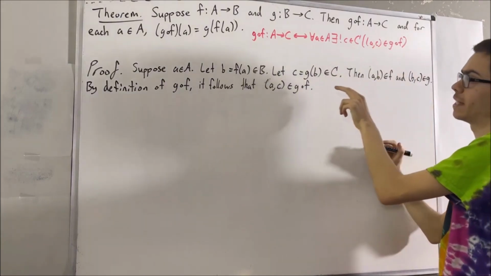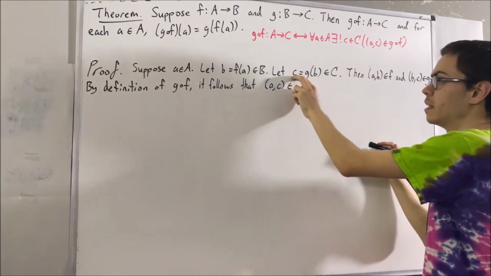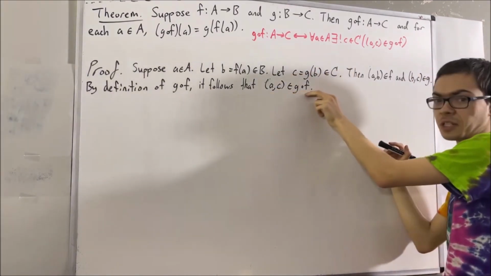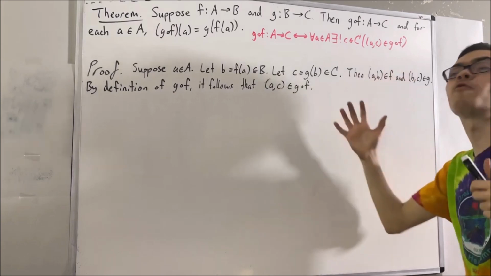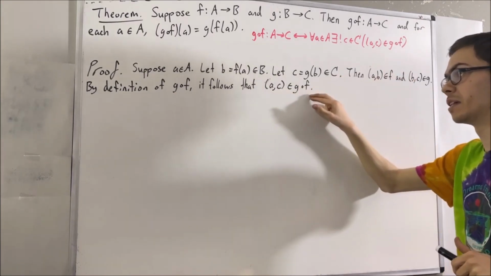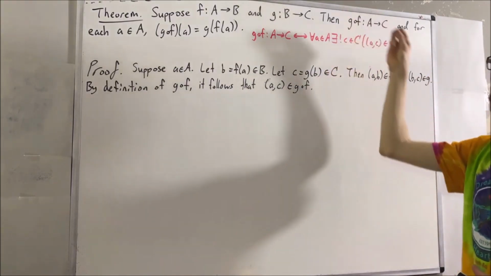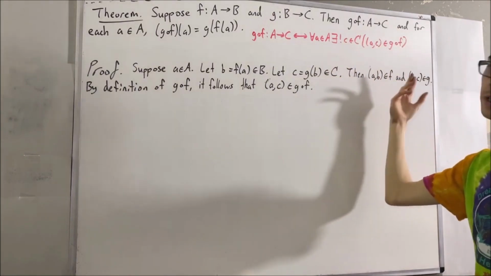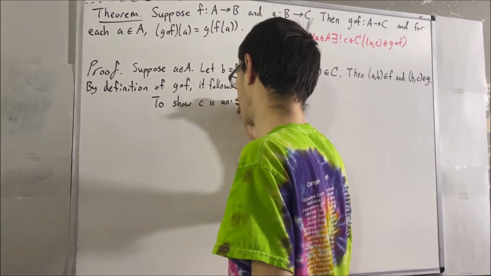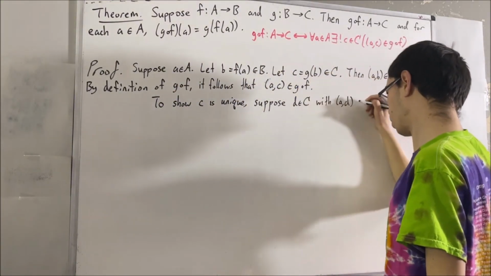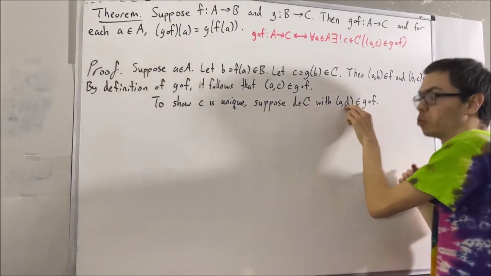But now we want to prove that the element c that we found is unique. That is, we want to prove that c is the only element of C that satisfies this condition. So to prove uniqueness, what we can do is show that every element of C that has this condition is equal to c. So what we're going to do is give ourselves an arbitrary element of C, I'll call it d, such that (a, d) is an element of g compose f. Our whole goal now is to deduce that c is equal to d.